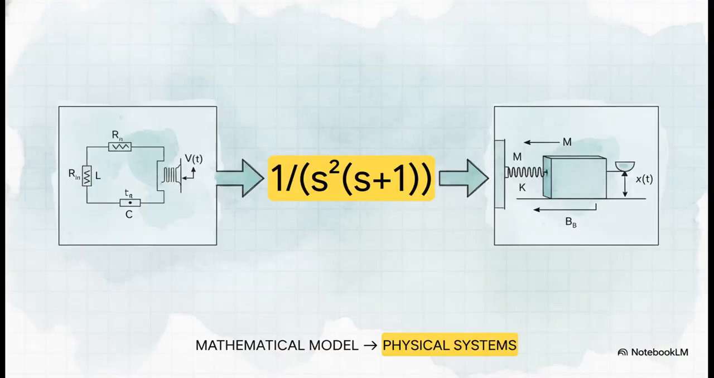Take a look at this expression. It's called a transfer function. It might describe a simple circuit or maybe a mechanical system. To figure out how that system actually behaves over time, an engineer has to decompose it using the exact rule for repeated factors that we just learned. This process directly translates that math formula into a real-world prediction.